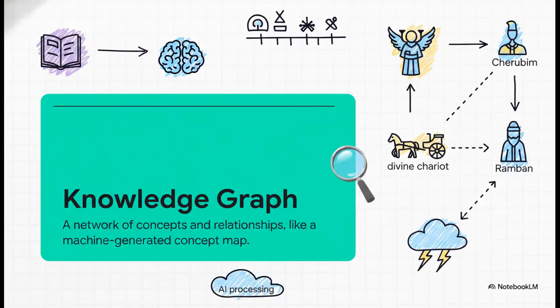The main tool here is something called a knowledge graph. Honestly, the best way to think about it is just as a concept map, like one you might have drawn in school, but this one is generated by a machine. So, for example, when the system reads a sentence like, "Ramban says the cherubim represent the divine chariot," it doesn't just see the words. It actually identifies Ramban and cherubim as concepts and represents "says" as the specific link between them.